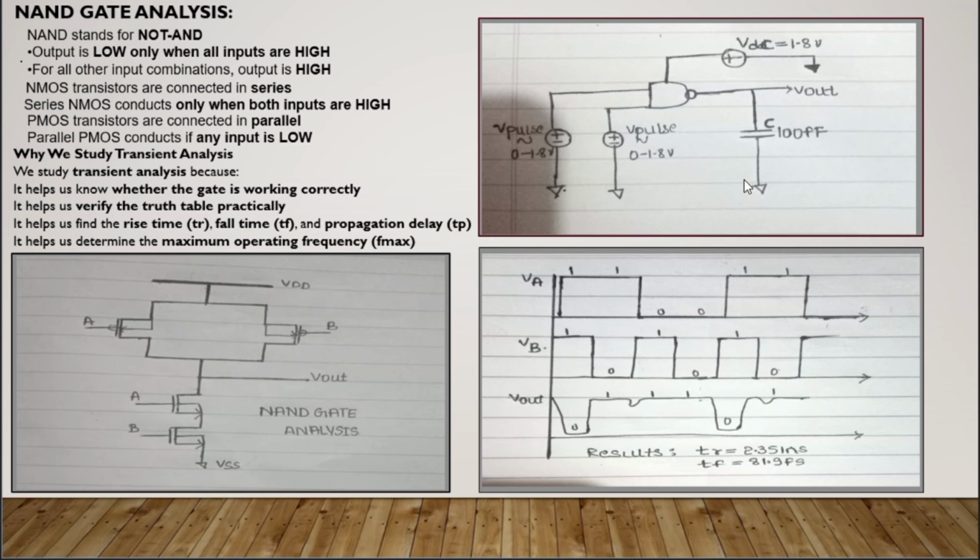And this is a symbolic schematic of a NAND gate where the two inputs are given here. This is the V1 pulse and this is the V2 pulse, which ranges from 0 to 1.8 volts. And this is a VDC, which is 1.8 volts. At the output, we have connected a capacitor of 100 femtofarad. And this is the waveform you'll be seeing at the end of the transient analysis, and you can find TR, TF, Fmax, and TP from this waveform.